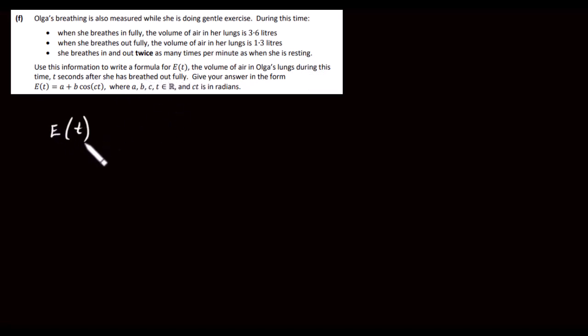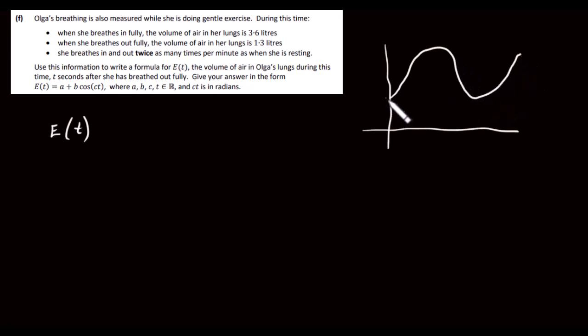So we want E of t, the volume of air in Olga's lungs during this time, t seconds after she has breathed out fully. So our graph is going to look like this. It's going to be up here somewhere. She's breathed out fully, so she has to breathe in. So it's going to go up first and then down and then up and so on. So we've got to find this value here, and the period as well. Okay, so let's have a go at all of that. Give your answer in the form A plus B cos CT, where A, B, and C are real, and CT is in radians. Okay, so the first thing I think I'll do is just work out the period here.